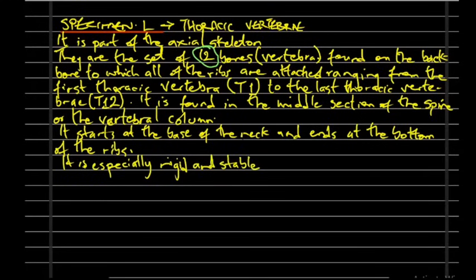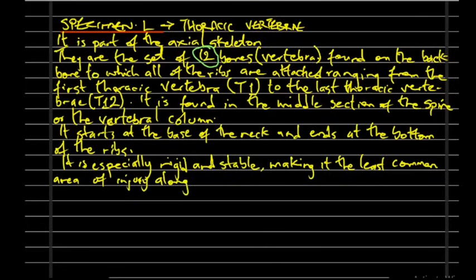making it the least common area of injury along the spine. So this set of bones, they are very, very tough, they are very, very rigid, very, very stable. As such, they don't easily get damaged.